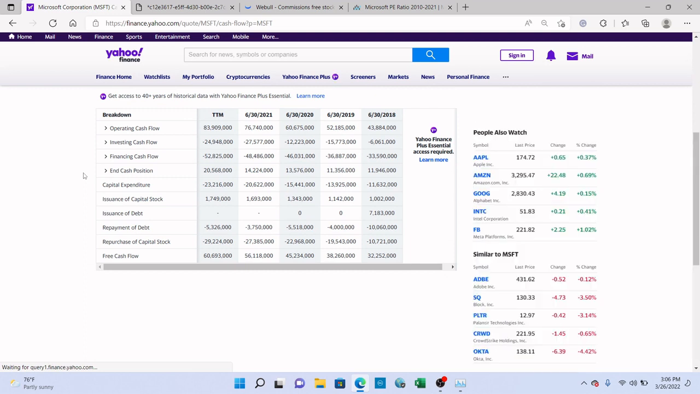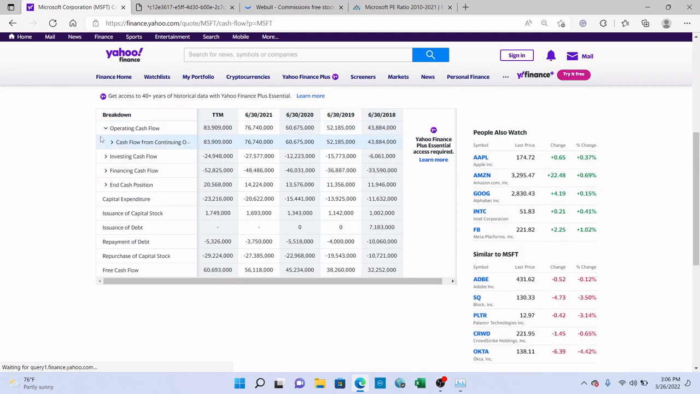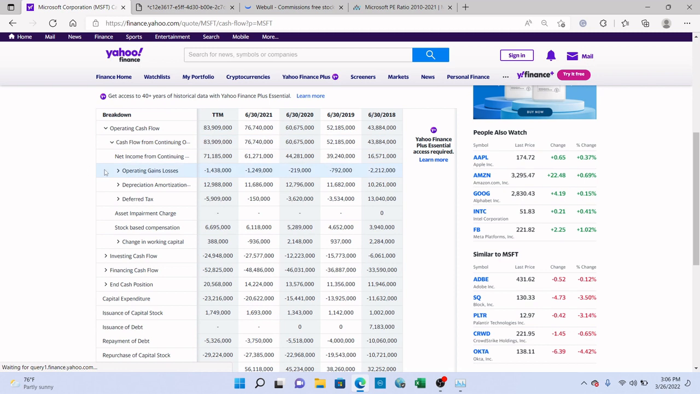So looking at the cash flow statement, what I always like to look at is the stock-based compensation. You can find the stock-based compensation underneath the operating cash flow. And we see this line item right here, stock-based compensation. So we're looking at 2018 to the trailing 12 months. In the past, they were paying about 4 billion, 4.6 billion, 5.3 billion. Now we're paying around 6.7 billion in the trailing 12 months.